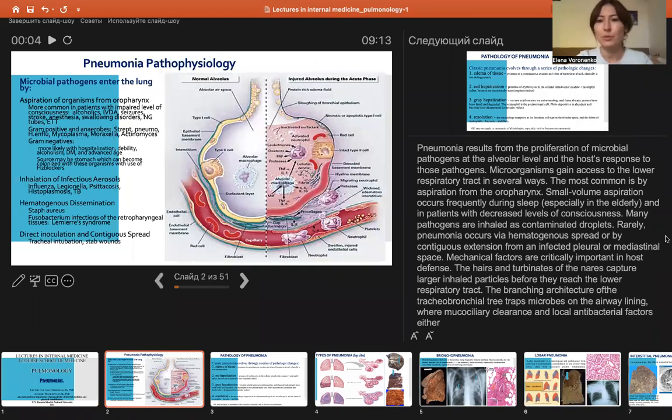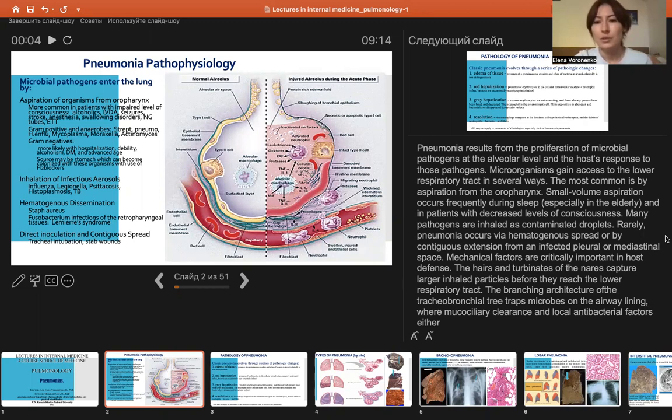Pneumonia results from the proliferation of microbial pathogens at the alveolar level and the host response to those pathogens. Microorganisms gain access to the lower respiratory tract in several ways. The most common is by aspiration from the oropharynx. Small volume aspiration occurs frequently during sleep and in patients with decreased levels of consciousness.